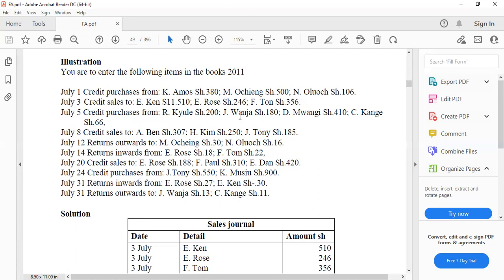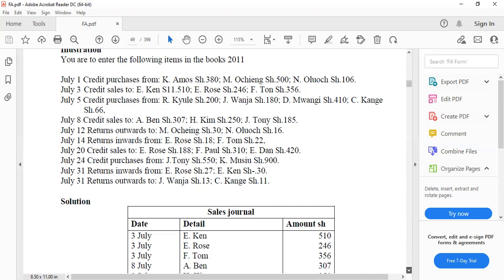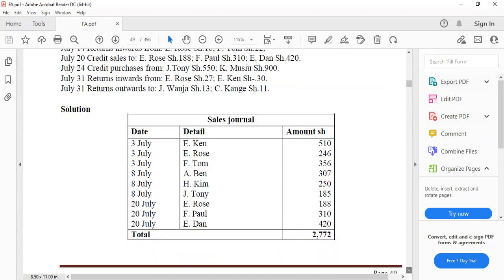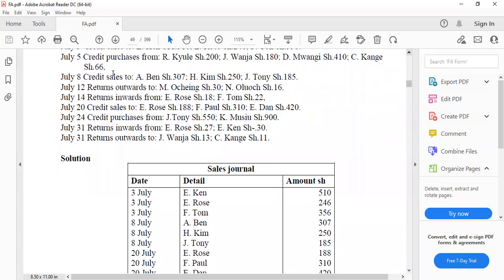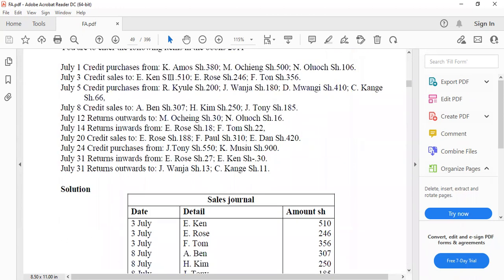So basically, what you're supposed to do here, you need to work on each item at a time. Like in these credit purchases, I'm supposed to open up the purchases journal. Look at this. This is the sales journal. All items that relate to sales journal, meaning that I will come. The first item here was EKEN 11, S11, and the amount was 510. Then Rose was 246. You can see this is the first amount, and the ton was 356. You only need to record the amounts as they appear in the receipts.